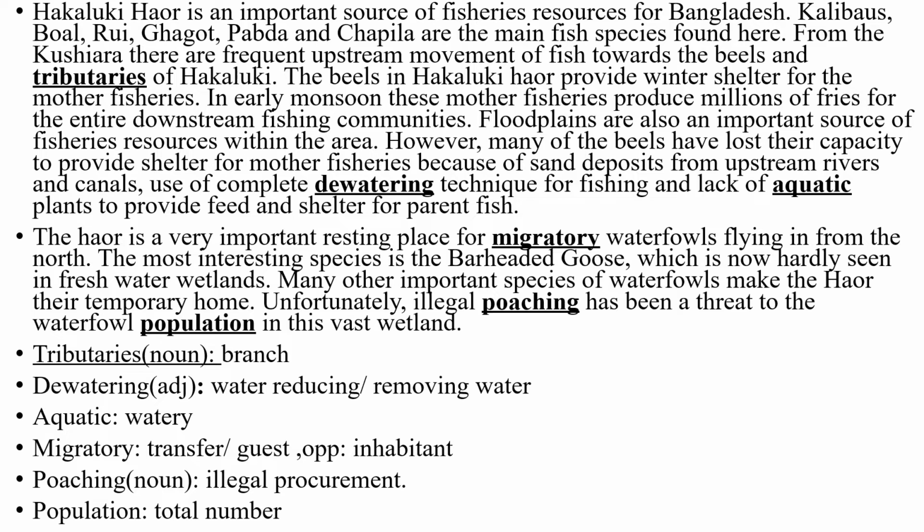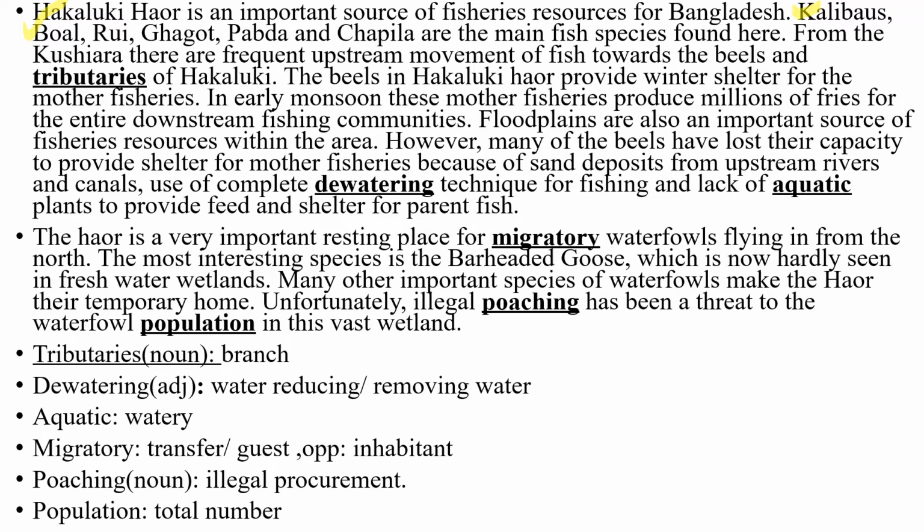Hakaluki Haor is an important source of fisheries resources for Bangladesh. In our previous two paragraphs we learned about the location and also the bills in this Hakaluki Haor, and from this paragraph we learn about the contribution of this haor to our fish economy through the fish. From here we will find what types of fish are found in this haor. Kalibaush, Boal, Rui, Ghagot, Pabda and Chapila are the main fish species found here. You all may know these fish.